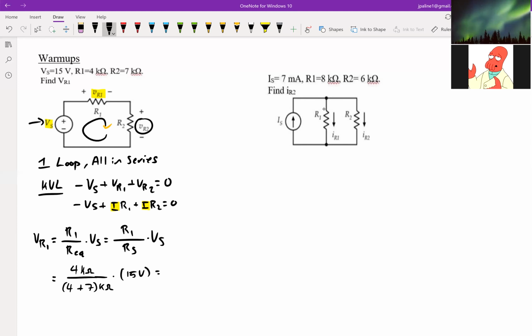And I forgot to grab my calculator, and I'm the best SI in the world. Technical difficulties here. Divided by... Okay, and this should give us 5.45 volts for VR1.